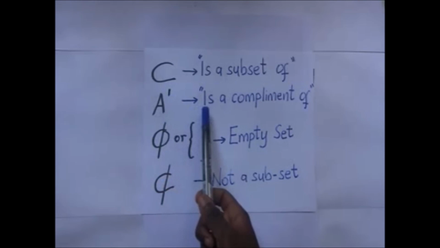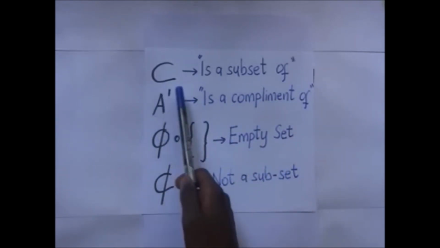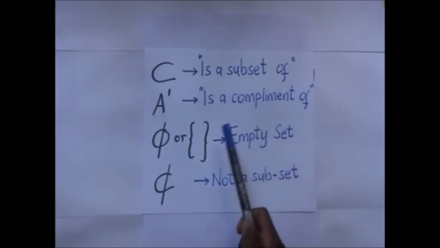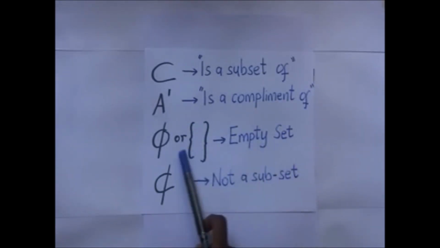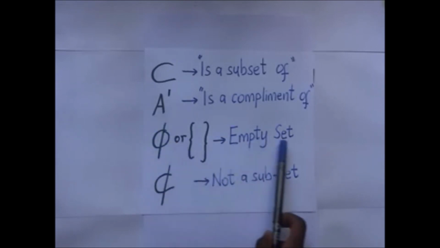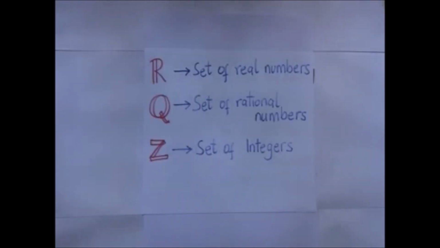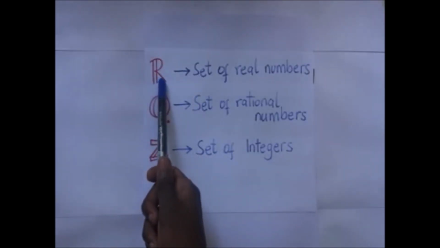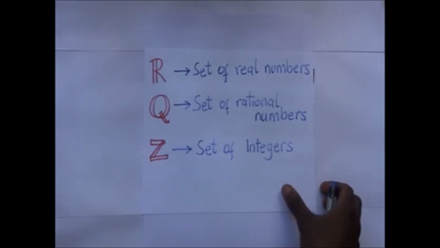Then A complement means it's a complement of A, or it can be B complement, meaning it's a complement of B. Then these curly brackets, when there's nothing in between, mean it's an empty set. An empty set is represented by this. Then if a set is not a subset of, it is represented by that. Then we have this, a set of real numbers, denoted by that. Then a set of rational numbers is denoted by that, and then a set of integers is denoted by that.